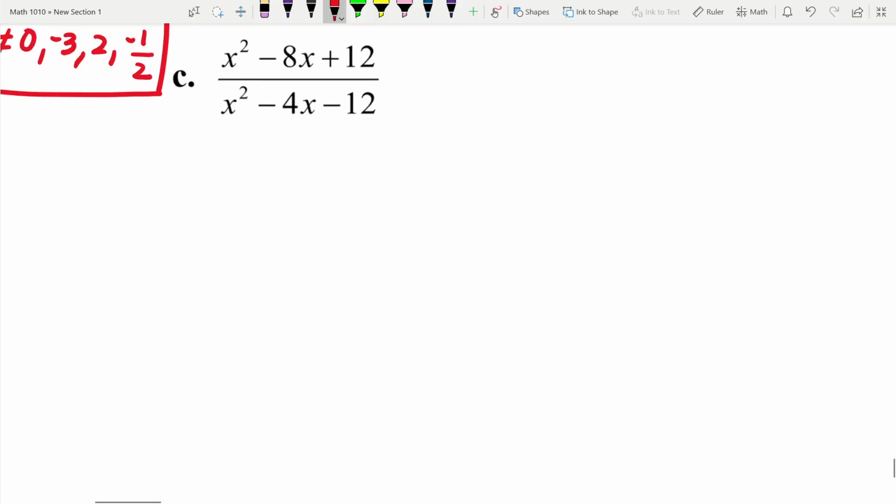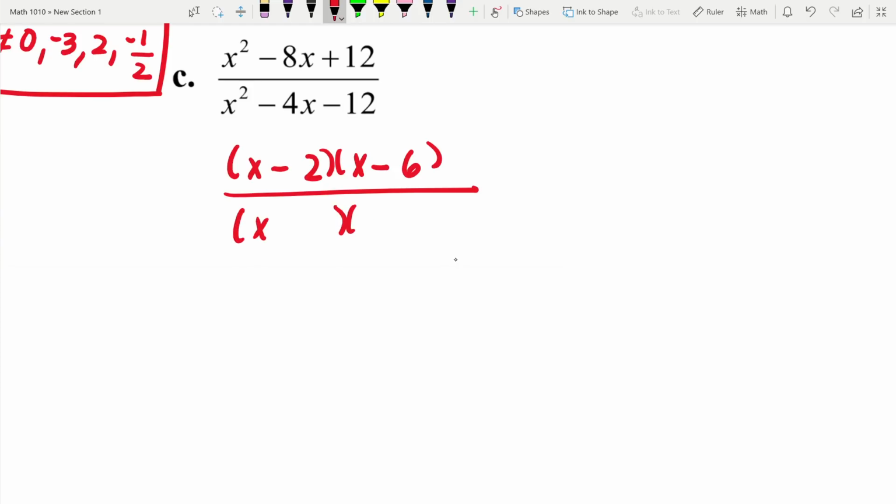Step 1, factor. Okay, so the x squared is going to go to an x and an x. Signs are the same, they're both negative. 6 and 2 multiply to give me 12 and add to give me 8. Factor the bottom, x and x. 12 is going to go to 6 and 2, because 6 and 2 multiply to give me 12 and subtract to give me 4. The biggest is a negative.